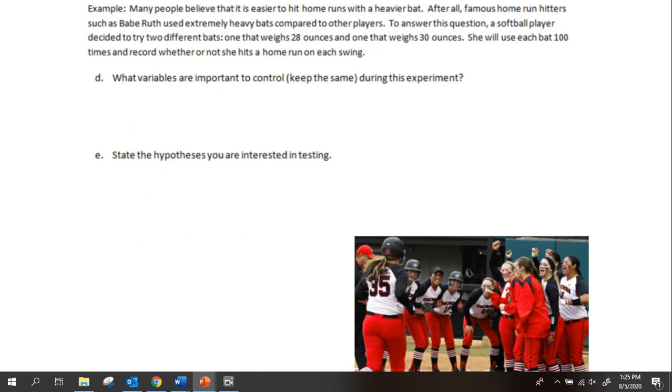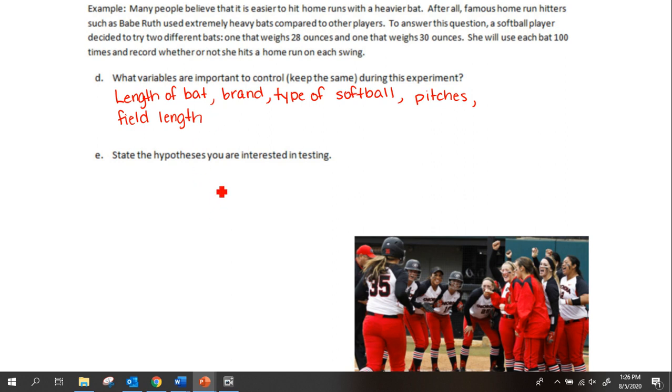What variables are important to control during the experiment? Well, there are a lot of things that you would want to make sure you controlled. The length of the bat, the brand, the type of softball, the pitches. In this case, a machine would be better than a person, so that would be more consistent. The field length. And there are so many others you could come up with. On a question like this for a test or quiz, the number of points is the number of answers you should have. E says, state the hypotheses you are interested in testing.